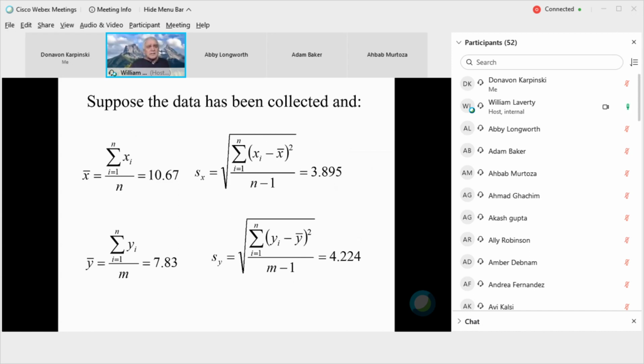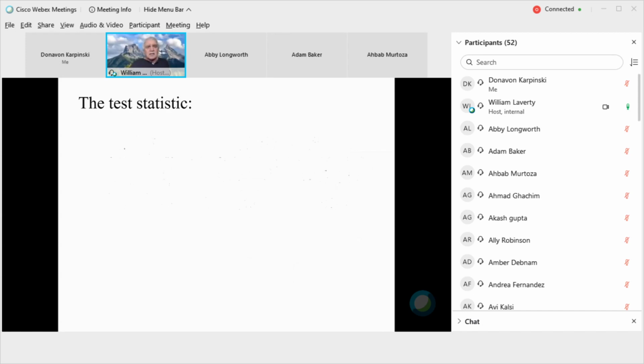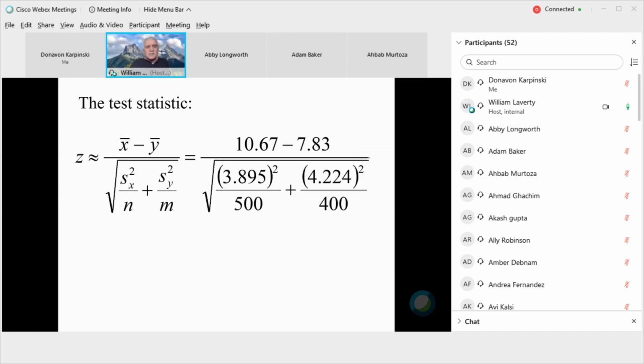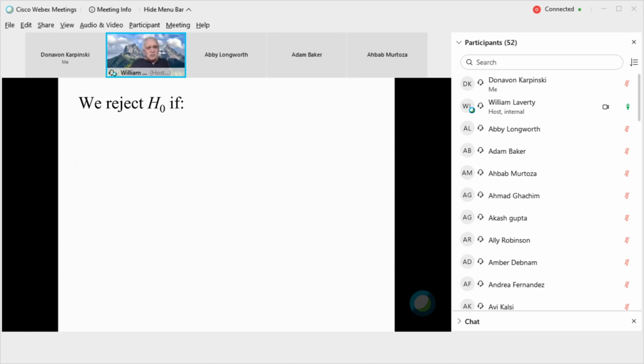Suppose the data was collected, X bar, Y bar, SX, and SY were all calculated. You put those into the test statistic. It turns out to be 10.4. We're going to reject if Z is greater than Z sub alpha. It's going to be a one-tail test. We don't divide alpha by 2. We put all of the value of alpha into the upper tail.